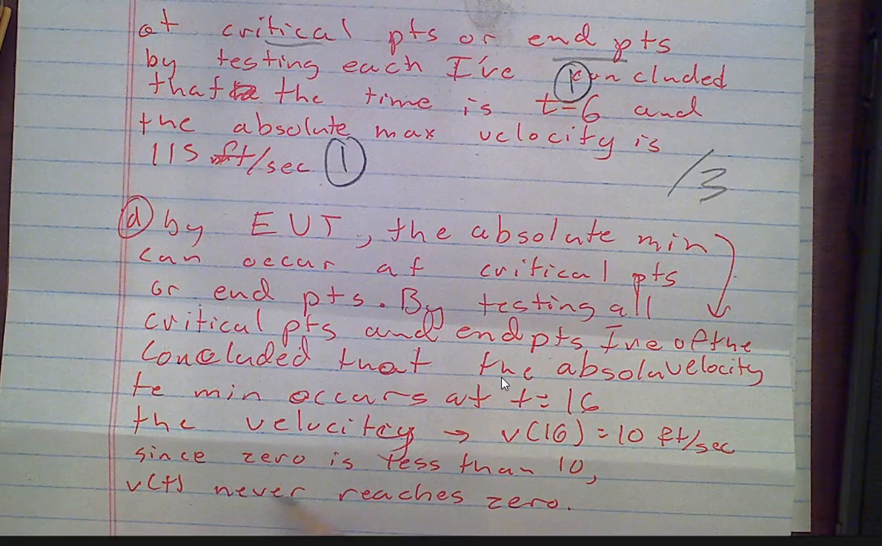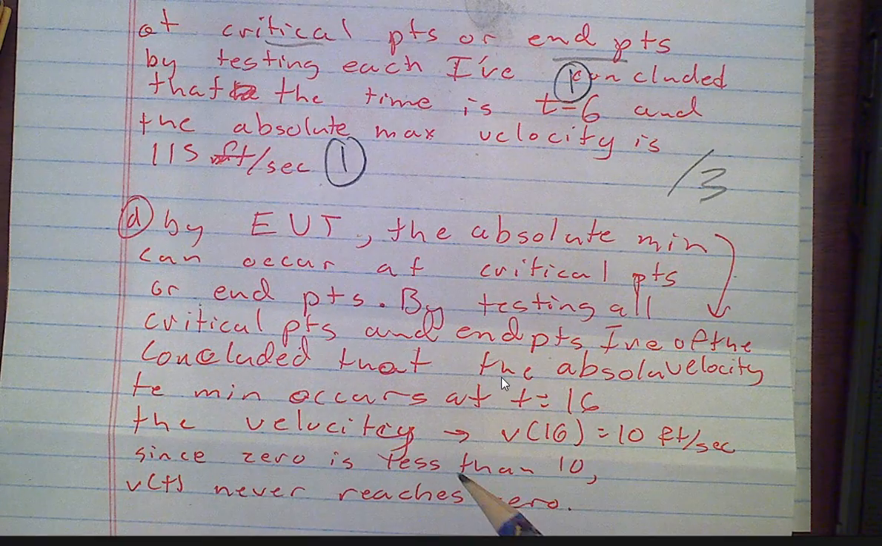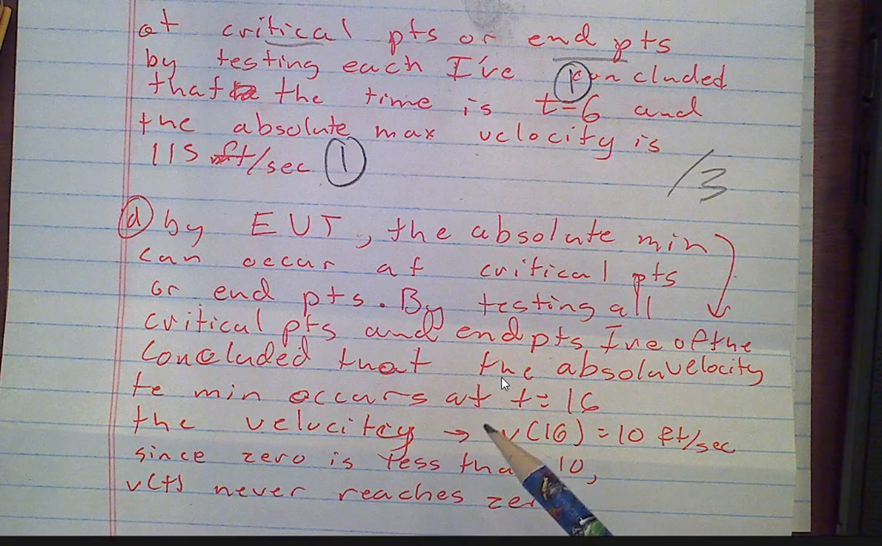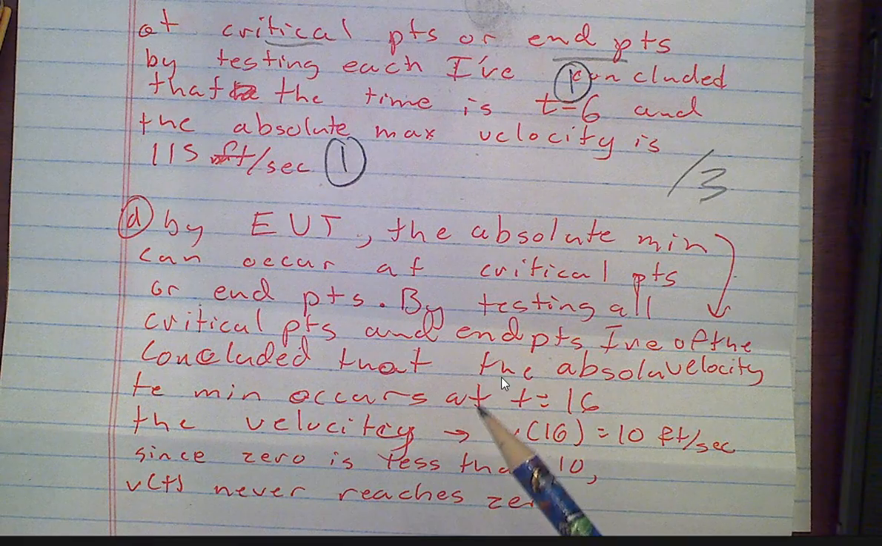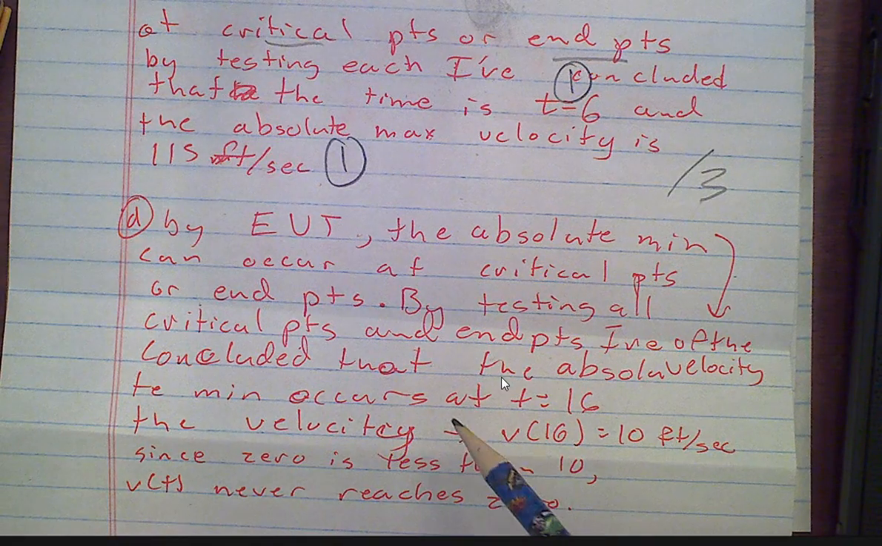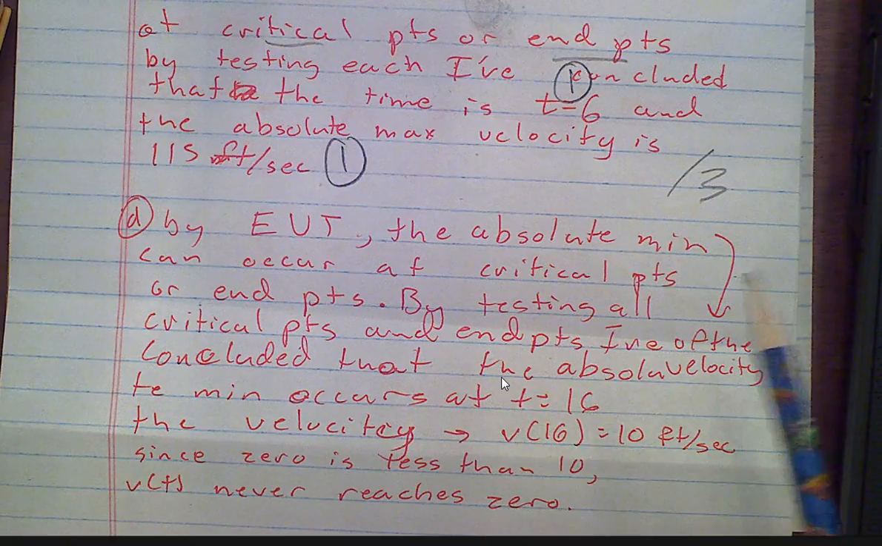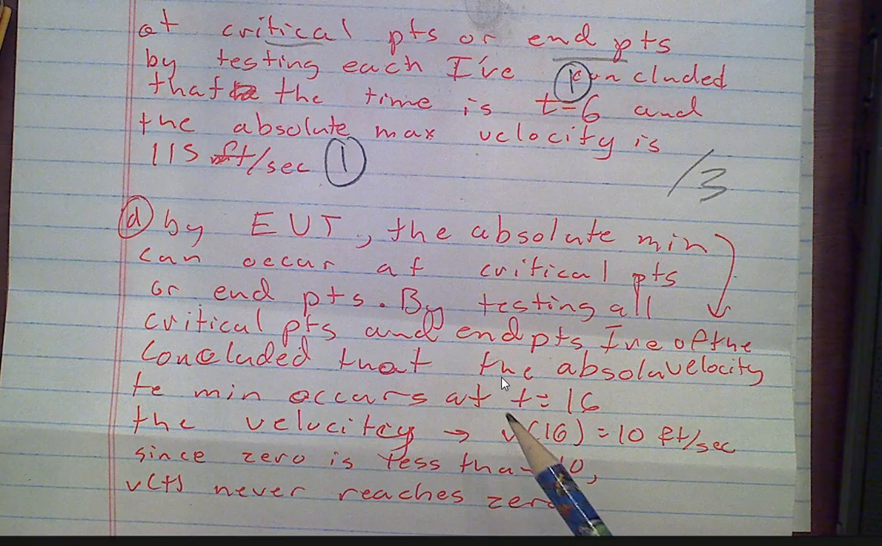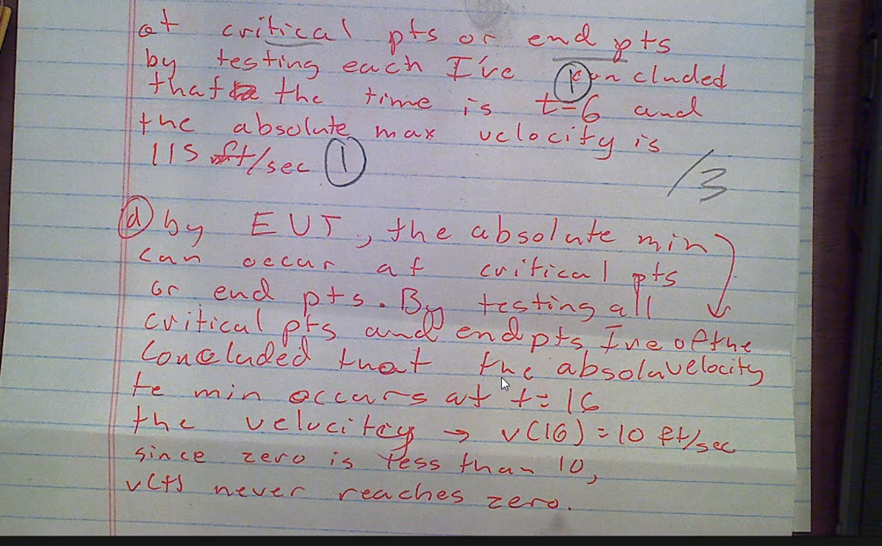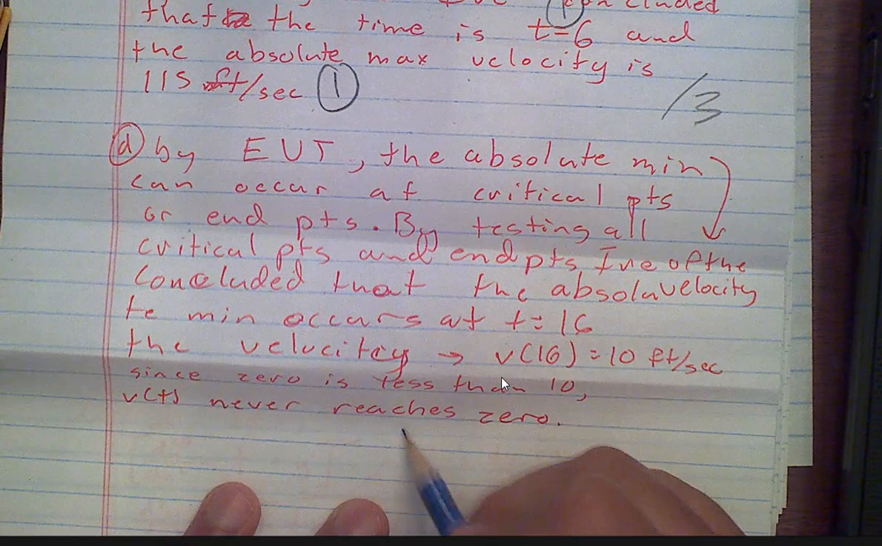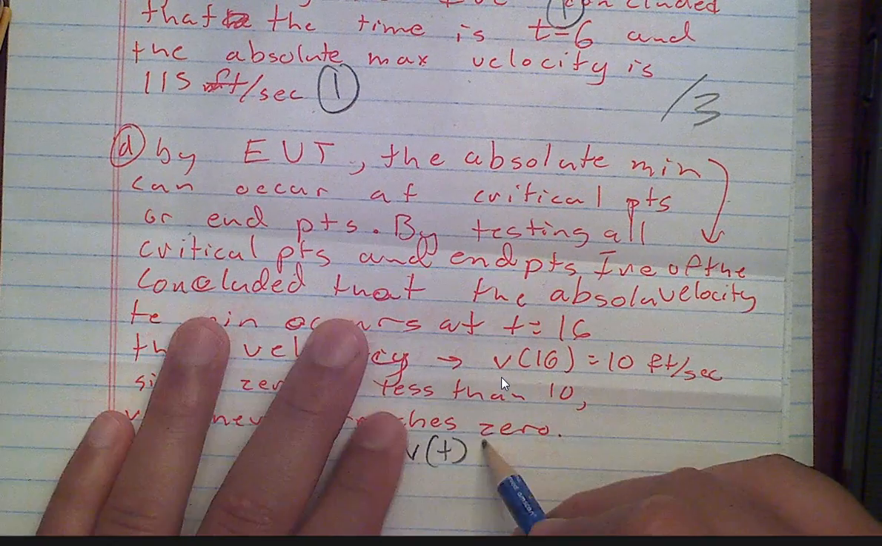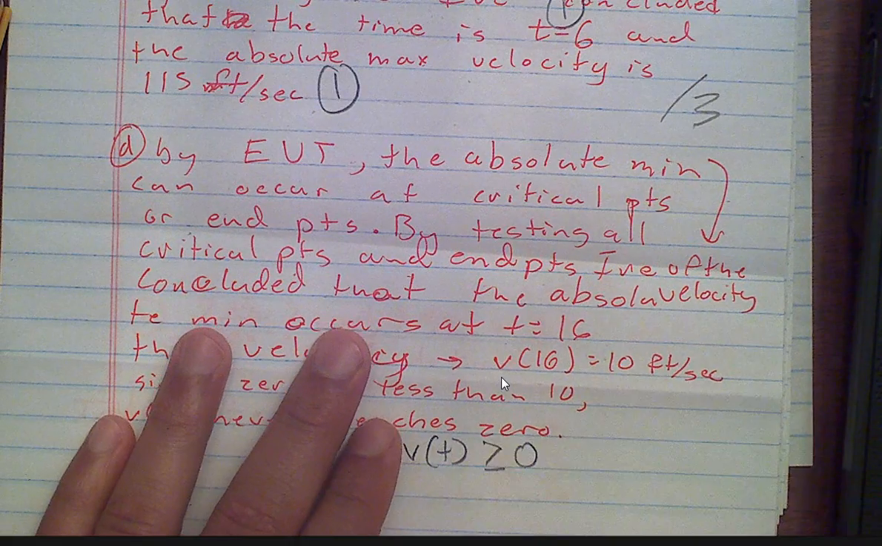Since 0 is less than 10, v of t never reaches 0. So basically, they wanted to know if the velocity hit 0. Well, if I found the minimum, you kind of have to know what to do. If you find the absolute minimum and it's not less than 0, that means everything's bigger than 0. So v of t never reaches 0. Or you could say v of t is always greater than or equal to 0.